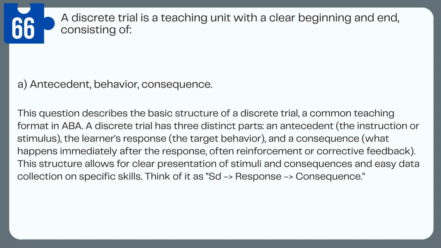This question describes the basic structure of a discrete trial, a common teaching format in ABA. A discrete trial has 3 distinct parts: an antecedent, the instruction or stimulus; the learner's response, the target behavior; and a consequence, what happens immediately after the response, often reinforcement or corrective feedback. This structure allows for clear presentation of stimuli and consequences and easy data collection on specific skills. Think of it as test, response, consequence.